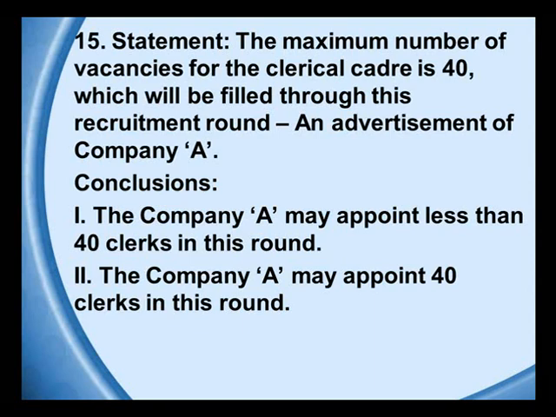Second conclusion now, the company A may appoint 40 clerks in this round. Since it is given that the maximum number of vacancies is 40, that means the maximum number of candidates that the company is looking for is 40. So the company may appoint all 40 in this particular round. There is always a possibility that the company is finding all suitable candidates applying, so it may select all 40 clerks in this round. 2 also follows. But one thing that you must have noticed, conclusion 1 and conclusion 2 both are mutually contradictory to each other.